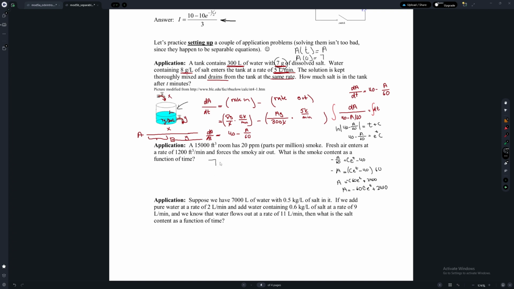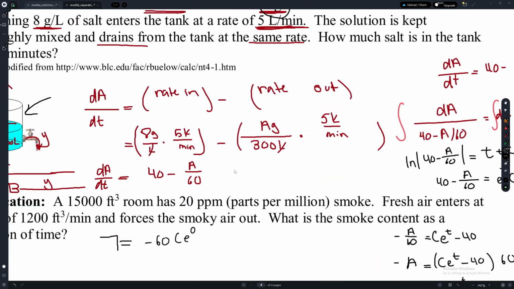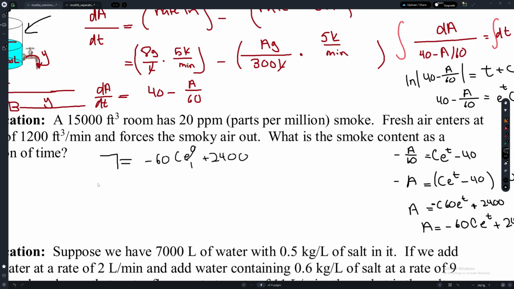So we have 7 for A equals, I'm going to zoom in, equals negative 60. My C, we don't know it. My E, my T is 0 from up here. And so plus 2400. This turns into 1. Now I have C equals negative 60 C plus 2400. Okay, now my only unknown is C. Take this to the other side. 7 minus 2400 all divided by negative 60 equals C.